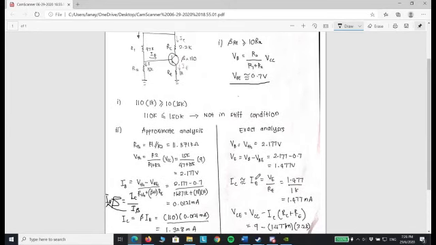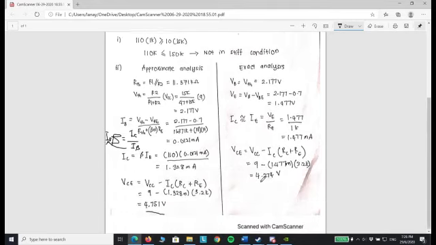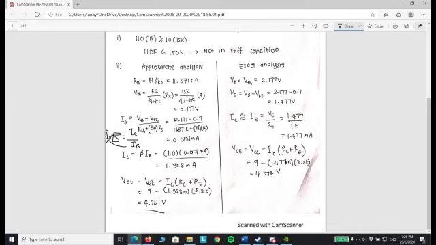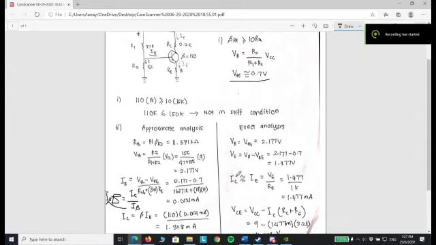Next, to find IC, we know that IE equals VE over RE. The VE is the value we got before, 1.477 volt, divided by the RE, which is 1k. By using the same formula as before, VCE equals VCC minus IC times RC plus RE, and you will get 4.274 volt for the exact analysis. As you can see, for the approximate analysis and exact analysis, the VCE is a little bit different. So that's all from me for the question.